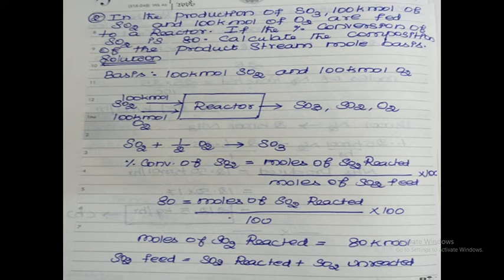So this is the chemical reaction: SO2 plus half O2 gives SO3. This is the stoichiometric equation. Why? Because this is a correctly balanced reaction. Are you clear? Only one data is given, the percentage conversion of SO2. What is the formula here? Percentage conversion of SO2 is equal to moles of SO2 reacted divided by moles of SO2 fed, into 100.